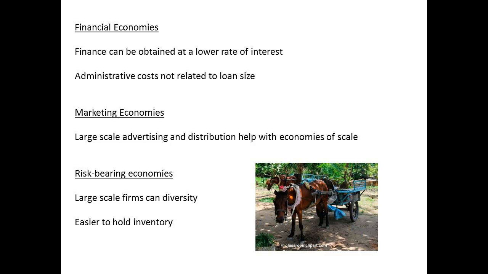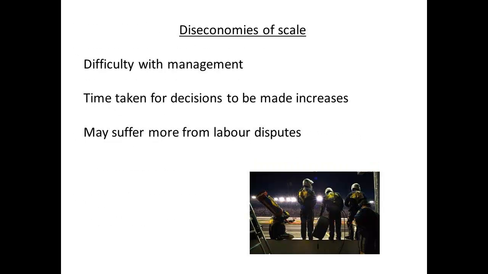Small firms may be limited in their output to a small range of goods, whilst larger firms are able to diversify. We met this idea of diversification when we considered how tobacco firms had started to diversify. Firms need to hold an inventory to meet orders at short notice. It will be easier for a large firm to hold inventory.